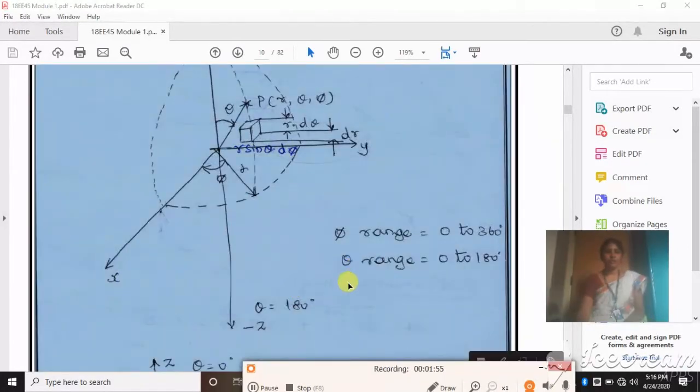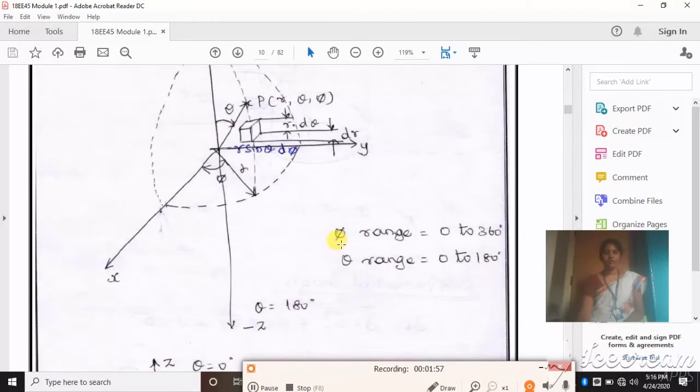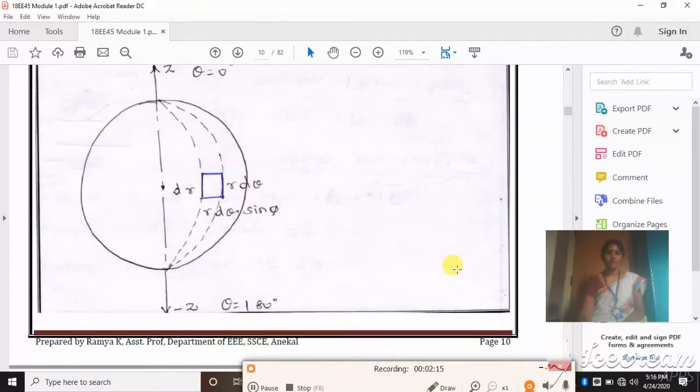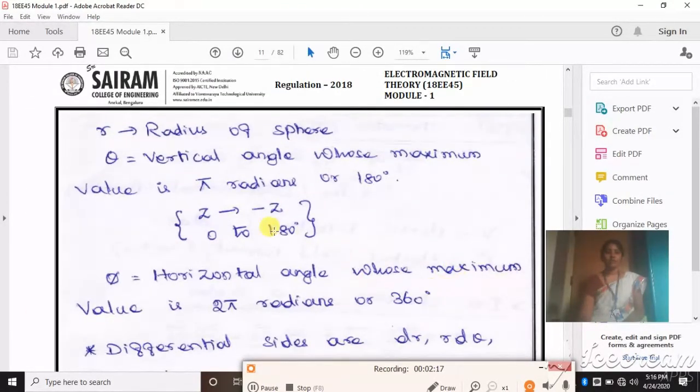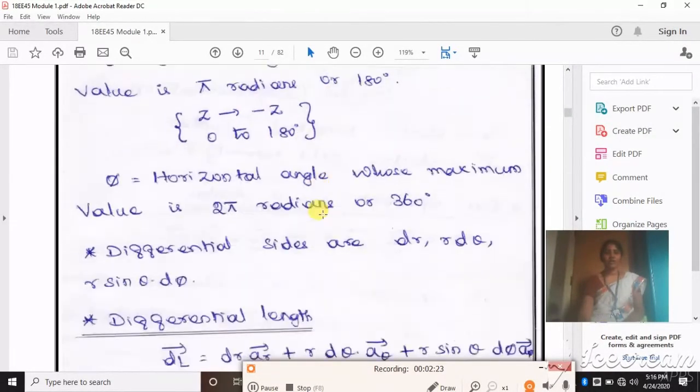In the spherical coordinate system, phi ranges from 0 to 360 and theta ranges from 0 to 180. Why does it range from 0 to 360? In the sense that it goes all over the circumference. Theta goes from the plus z-axis to the minus z-axis, so it comes from 0 to 180 degrees. And r is your radius of the sphere. Theta is the vertical angle whose maximum value is pi radians or 180 degrees.